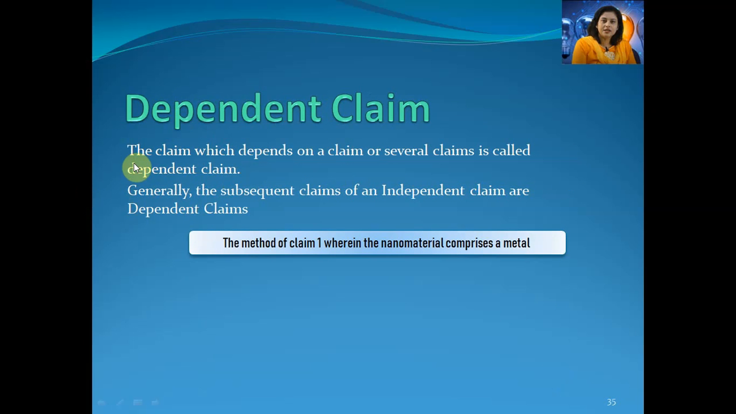Next comes dependent claim. The claim which depends on a claim or several claims is called dependent claim. Generally, the subsequent claims of an independent claim are dependent claims. For example, the method of claim 1, wherein the nanomaterial comprises a material. Here, this is a dependent claim because it is based on claim 1, where a nanomaterial was defined.